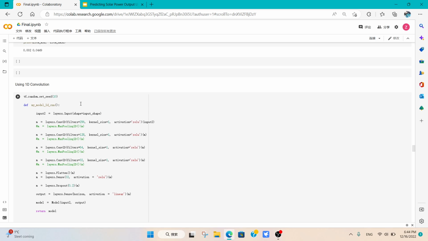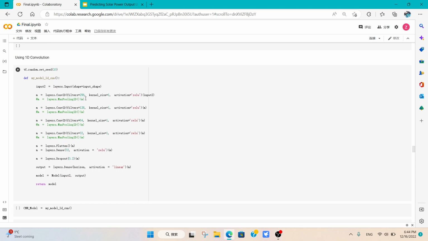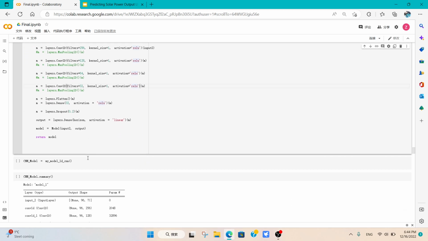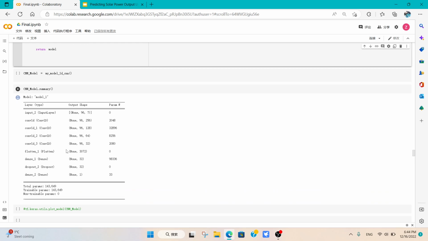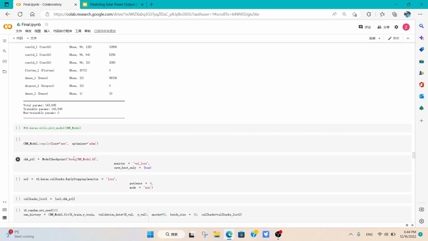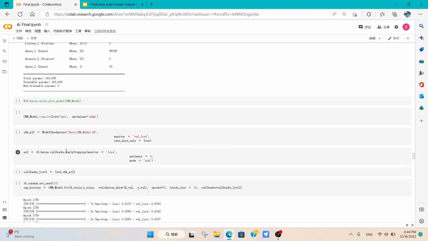This model is a 1D convolution with four 1D convolution layers, and we use ReLU as the activation function. We optimize with Adam and use mean squared error as the loss.